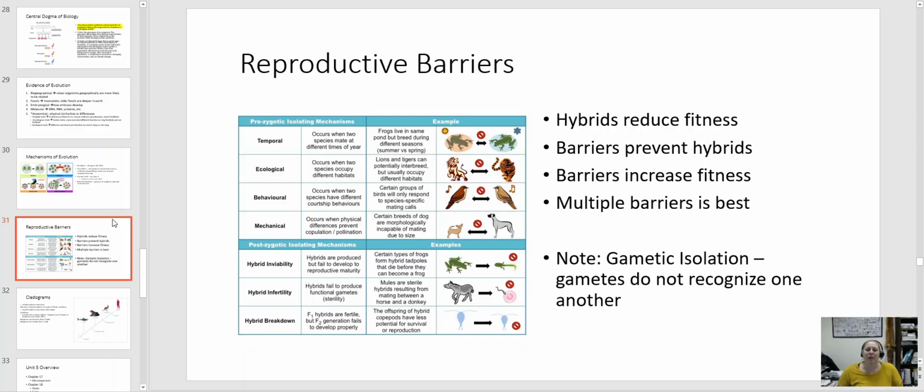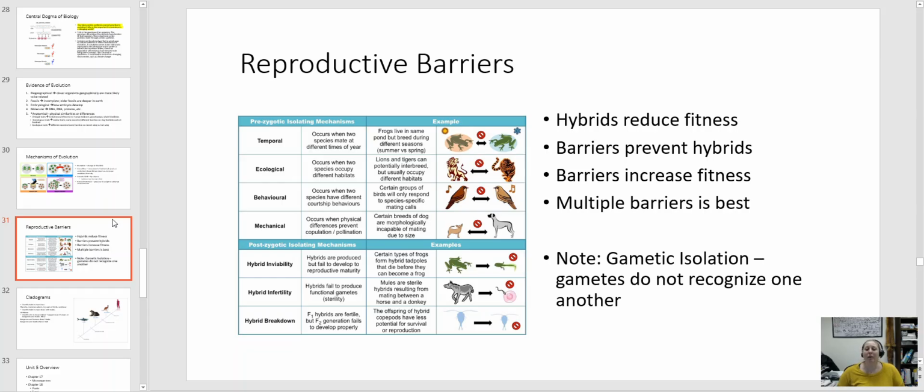Okay, gametic isolation isn't in this image, and so I have a note that gametic isolation is when the gametes don't recognize one another. We talked about temporal, when the time doesn't work, ecological, when they're in different environments, behavioral, when they don't recognize each other as mates, mechanical, when the parts don't fit, and gametic, when the gametes don't recognize one another. Those are all of our prezygotic isolating mechanisms or prezygotic reproductive barriers.